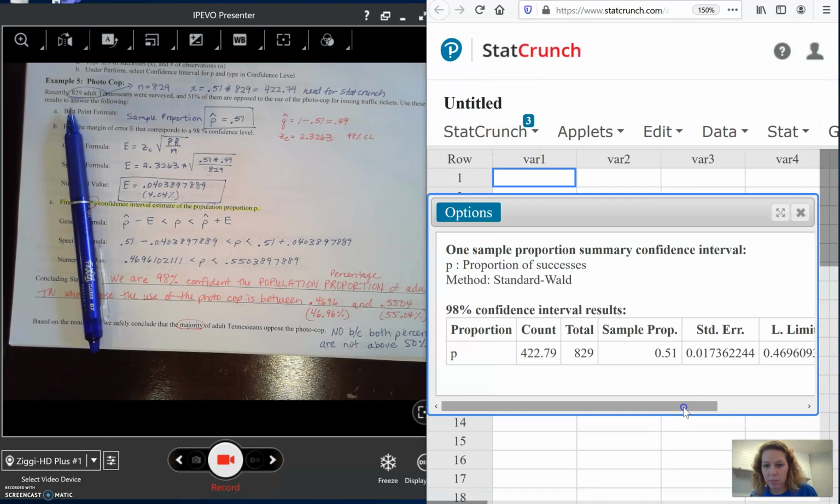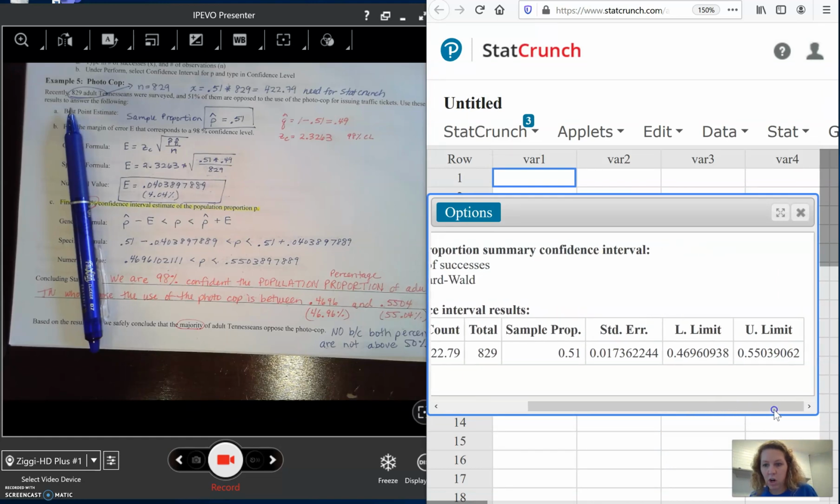We can see our sample proportion is 0.51. Our lower limit, 0.4696, is the same as what we got in the problem we just did. Our upper limit is 0.5504, same thing. Notice again, our margin of error, StatCrunch unfortunately doesn't calculate, so we'll have to use our calculator and the formula, or the table for our critical values in order to calculate.